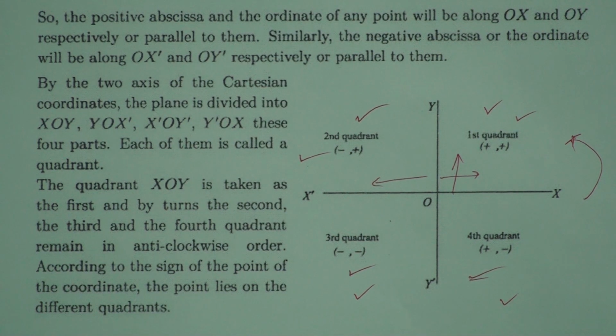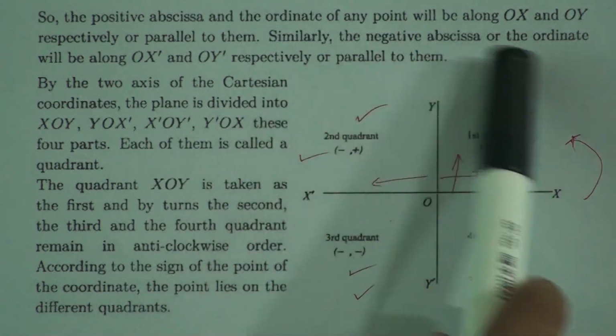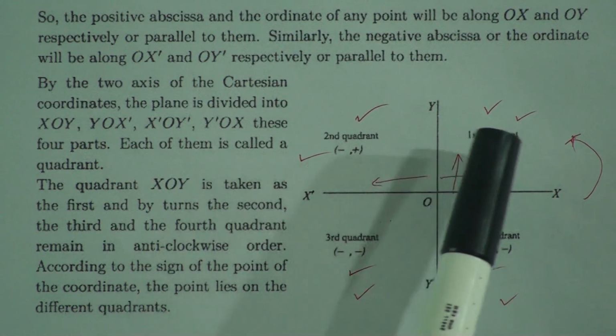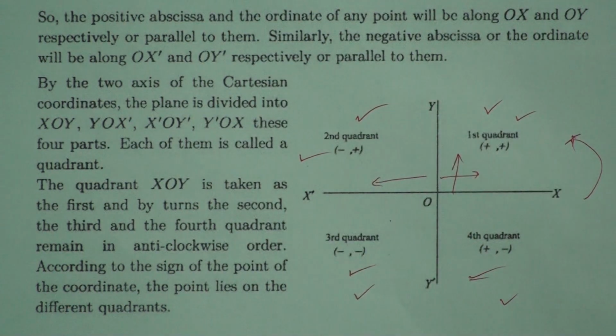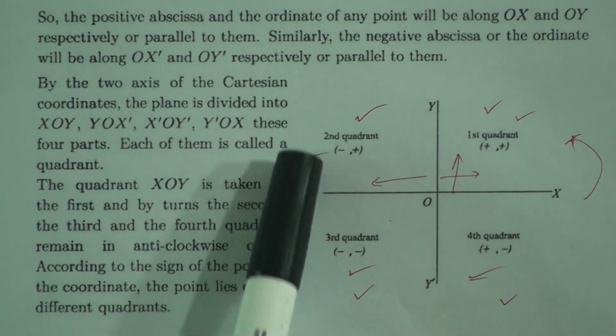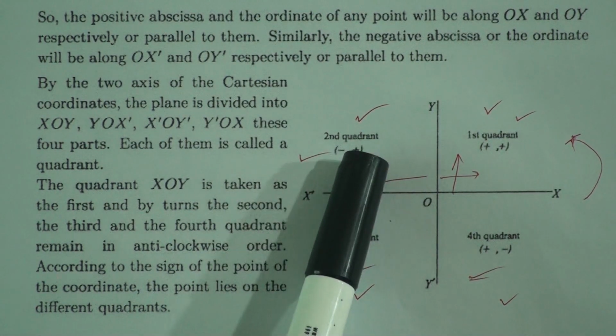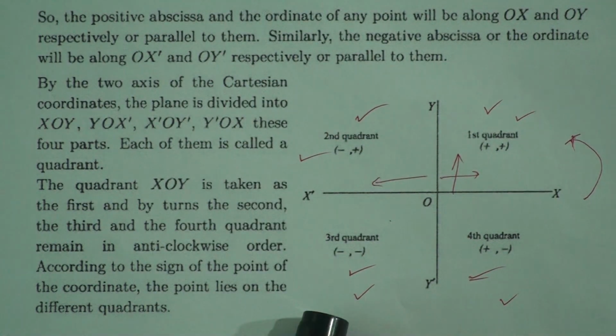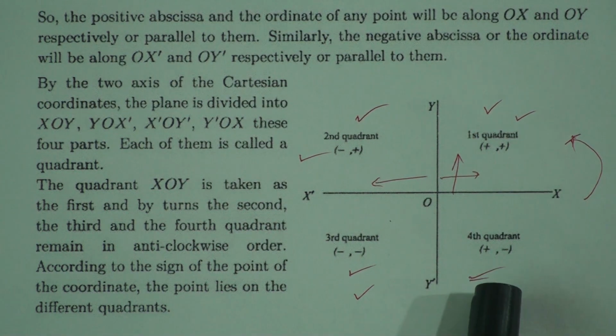Okay, dear students, now we have discussed which point will lie on which quadrant. If both the coordinates x and y are positive, the point will lie on the first quadrant. If the abscissa is negative and ordinate is positive, that will lie on the second quadrant. If both are negative, that will lie on the third quadrant. And if abscissa is positive and ordinate is negative, that will lie on the fourth quadrant.